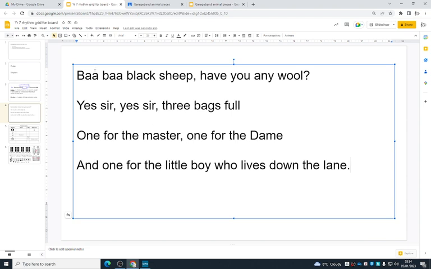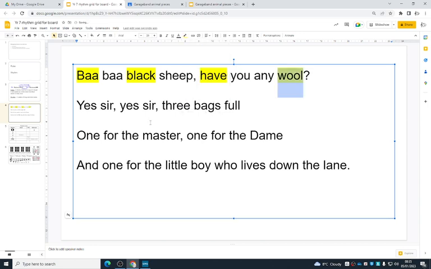So I'm going to tap it along, I'm going to say it, and every time that I would tap my hand I'm going to highlight the word that I tap on. So the first line will go, Baa, baa, black sheep, have you any wool? So the first one I notice that I tap on is baa. Baa, baa, black sheep, have you any wool? So I've got have and wool.